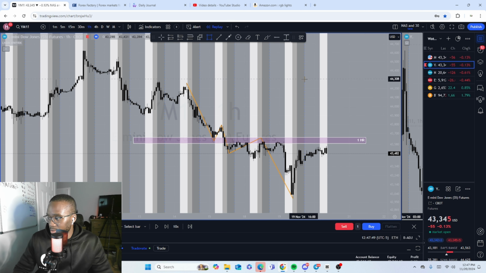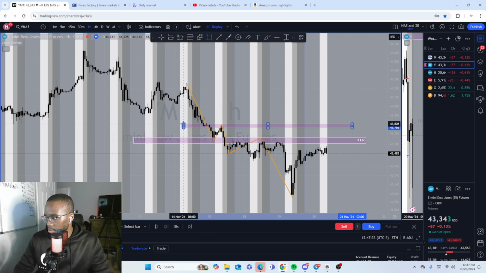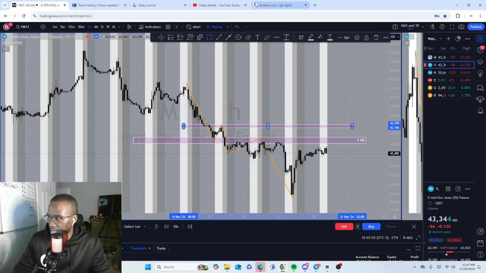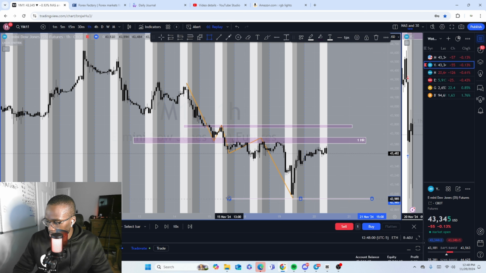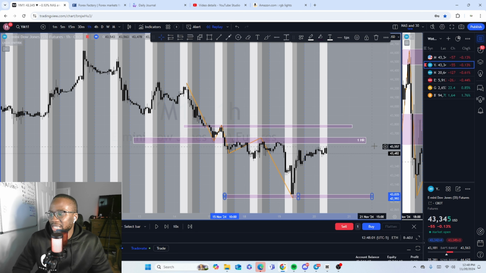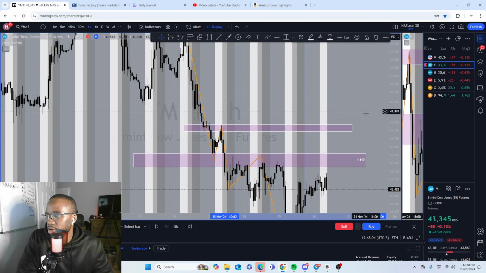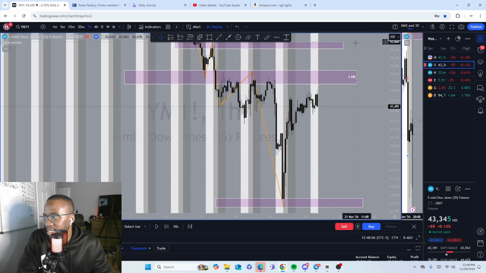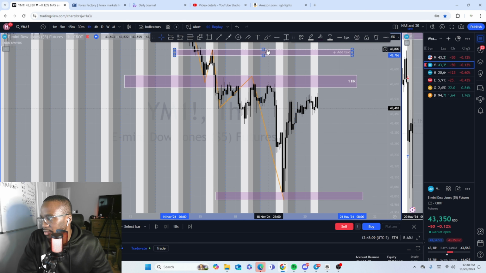Then we have another one right here. Then one more down here. So that's all I saw for my areas of interest on the 1 hour time frame. I got to drop down to the 15-minute time frame to dive deeper on the analysis.